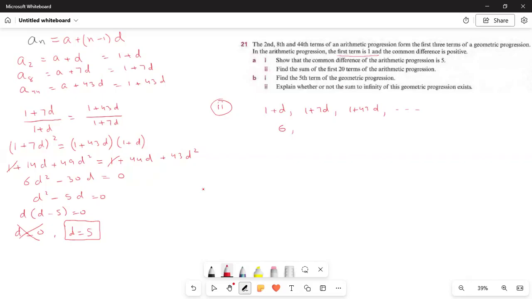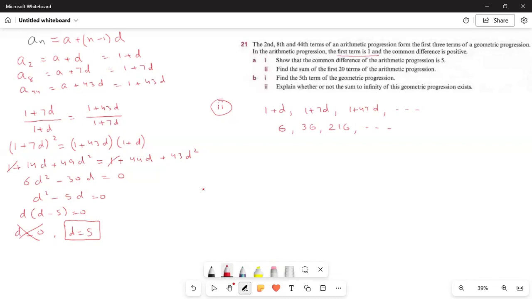And d is equal to 5, so it is 1 plus 35, which is 36. And the next one, let me do the calculation. It is 1 plus 43 times, sorry, 5. So it came out to be 216. And of course, let me make sure that 216 divided by 36 is 6, so it's a geometric progression.